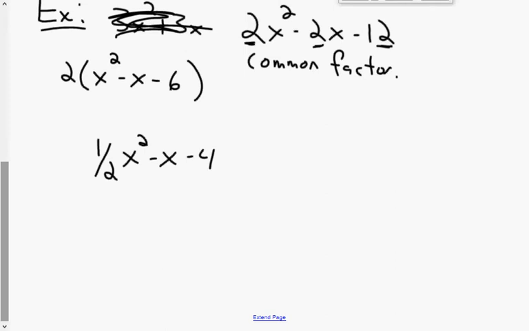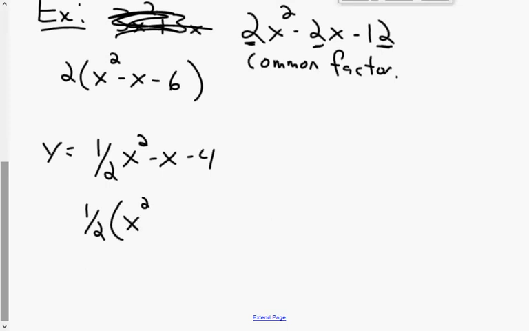Now, just like before, what I'm going to do is I'm going to take out a fraction, right? So I'm going to divide everything by a half. So I put that out front to show that it's still there. Now, what's 1/2 divided by 1/2? 1, right? Anything divided by itself is just 1.